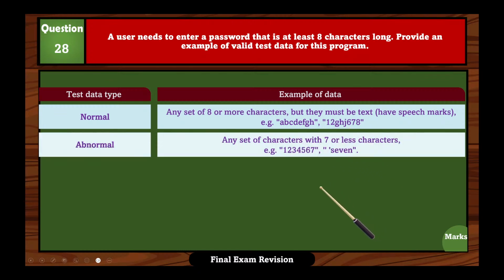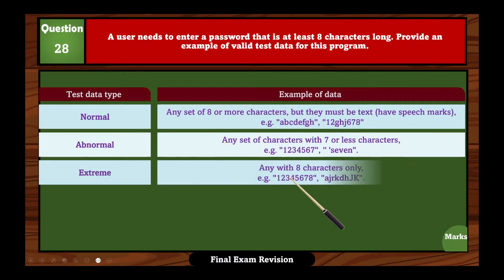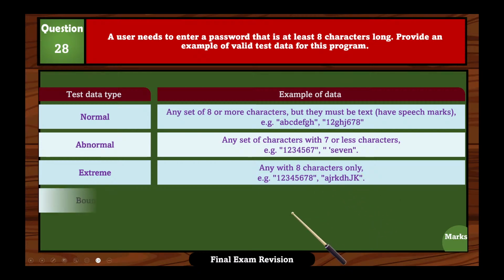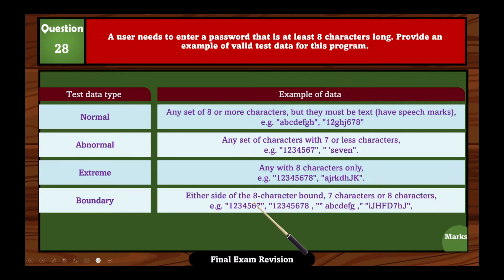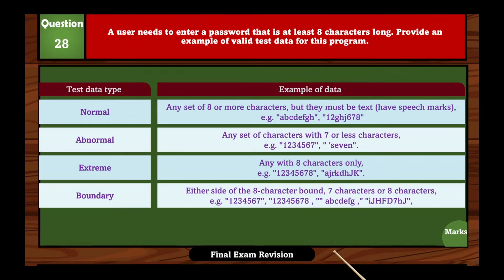Next one is abnormal data, any set of characters with 7 or fewer characters. For example, this and this is abnormal data. Extreme data, any with 8 characters only. For example, this and this is our extreme data. Last one is the boundary data, either side of the 8 character bound, 7 characters or 8 characters. For example, this one, this one, this one. These are all our boundary data for this program.